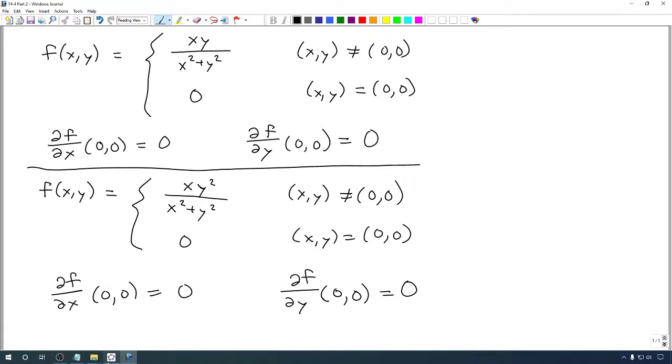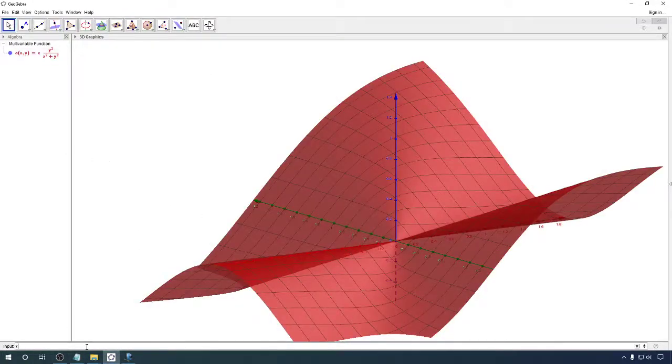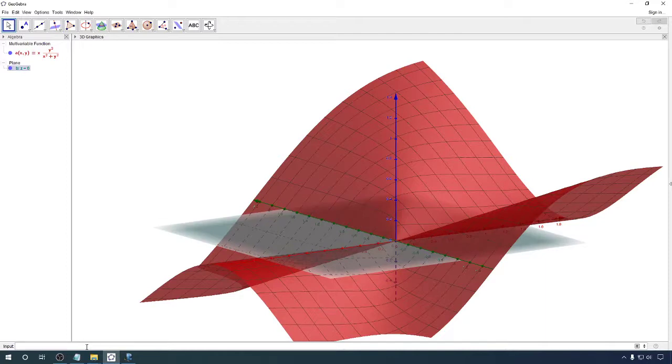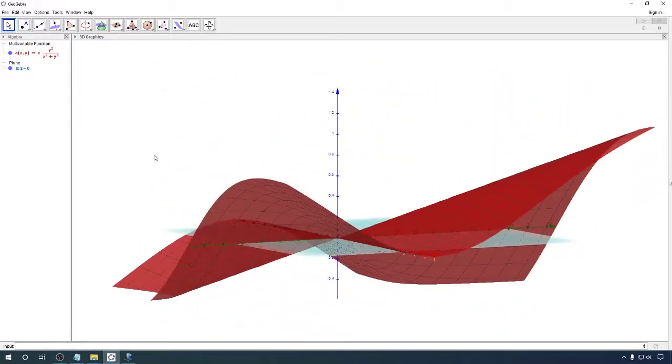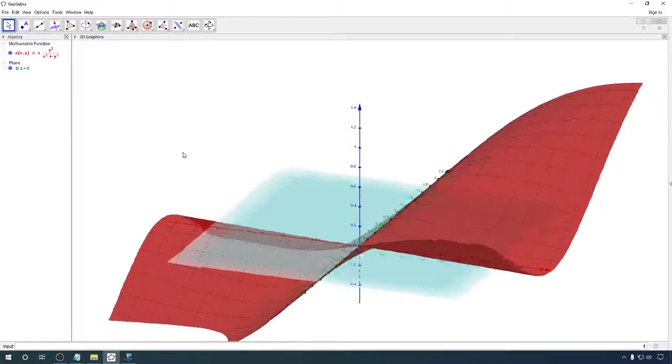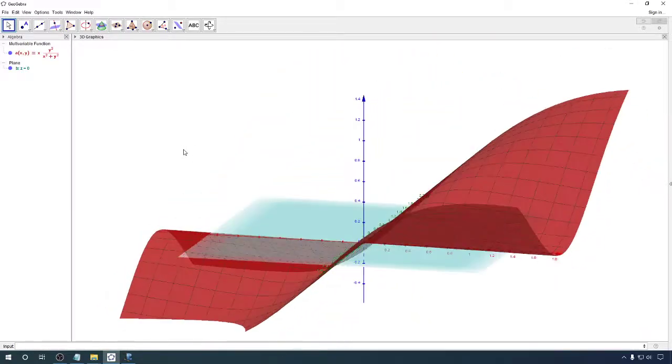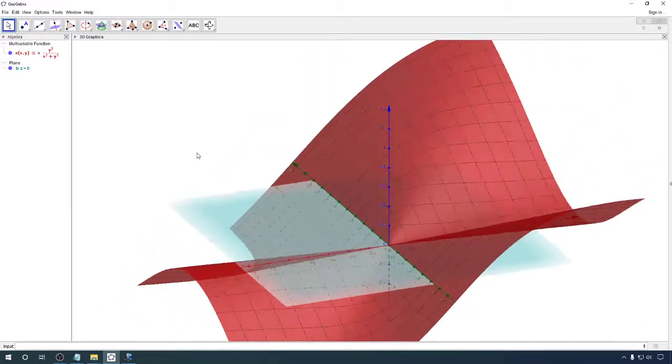If we go ahead and plot that plane, z equals 0, that would be suggested by those partial derivatives, that in some sense is supposed to be our tangent plane. But it still doesn't feel like it's a tangent plane.